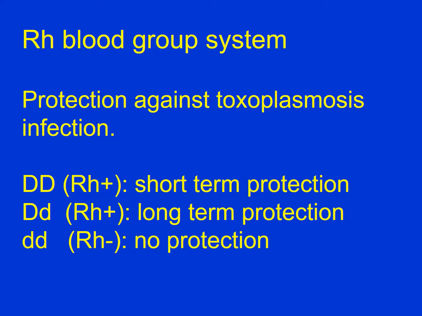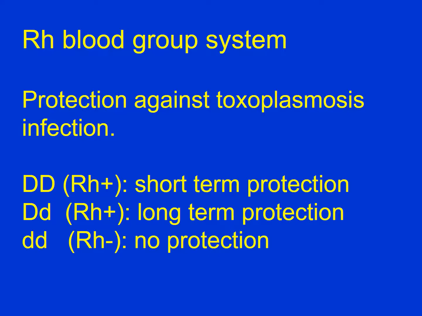Just another quick illustration in humans. The Rh blood group, you have probably heard of that before as far as how it might affect the baby. If the baby or fetus is Rh positive and the mother is Rh negative, the mother's immune system might actually start attacking the blood group of the fetus. So it's important to get tested for that.